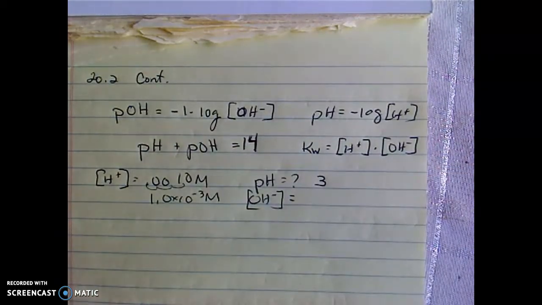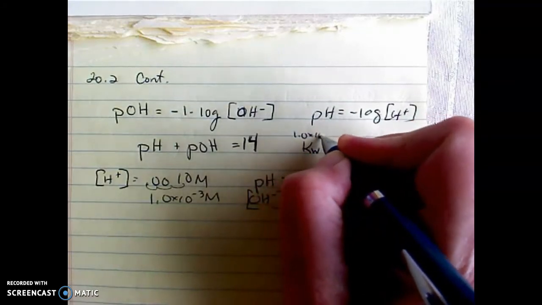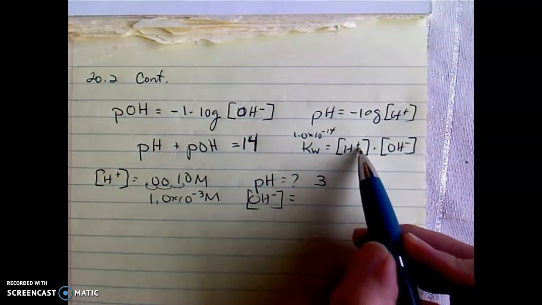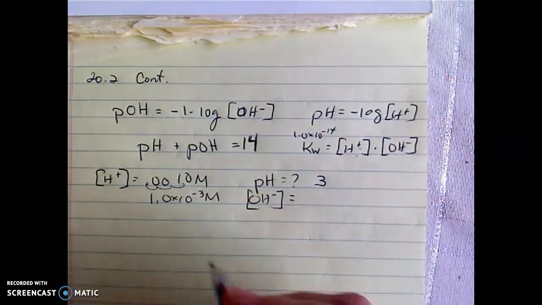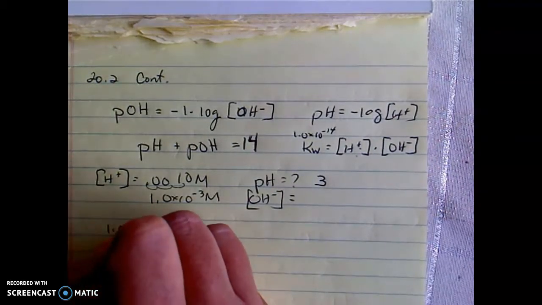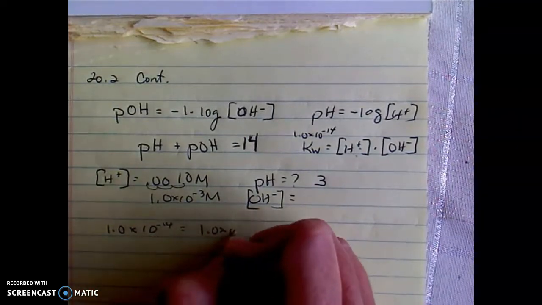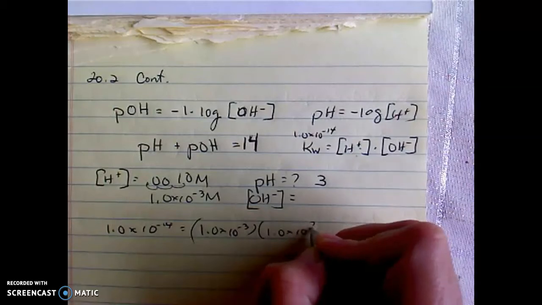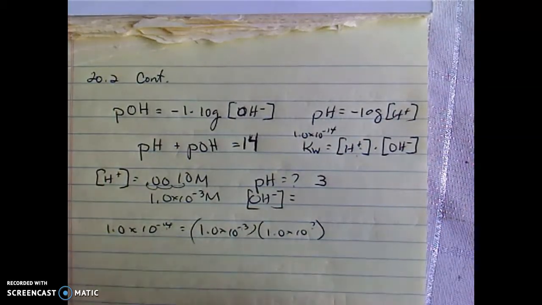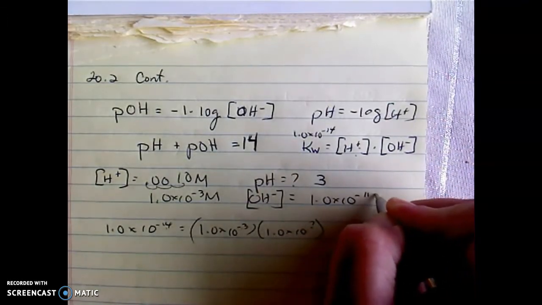Now here's another shortcut. Using the Kw, remember Kw is 1.0 times 10 to the -14. That means these two must add up to 14. So my equation would look like this, and I've got 1.0 times 10 to the -3. What would my next one be? 10 to what? Well, -3 and what will give you -14? That would be -11. So that's 1.0 times 10 to the -11.